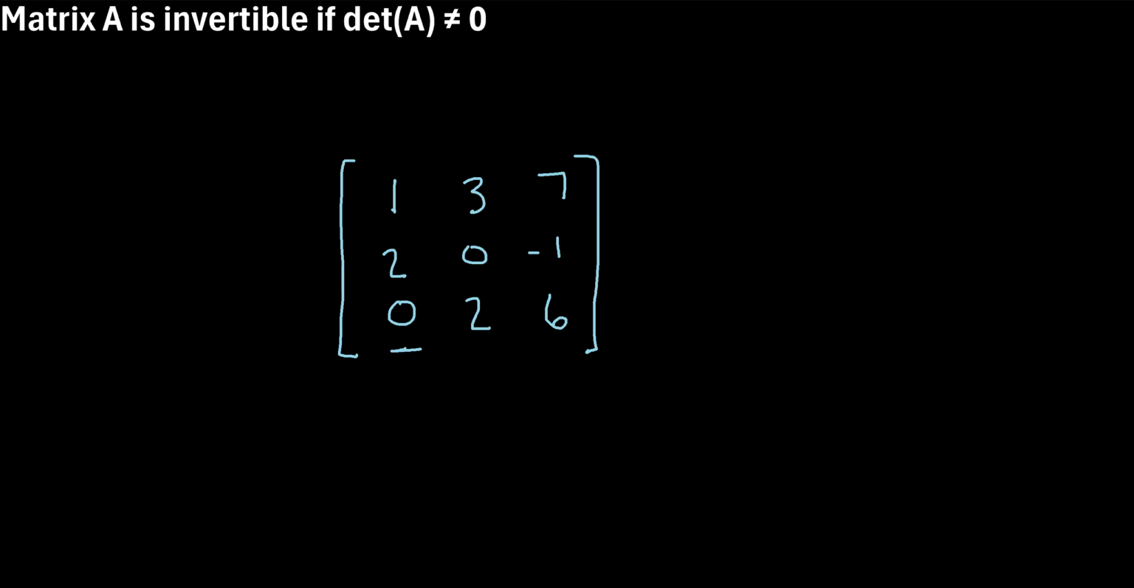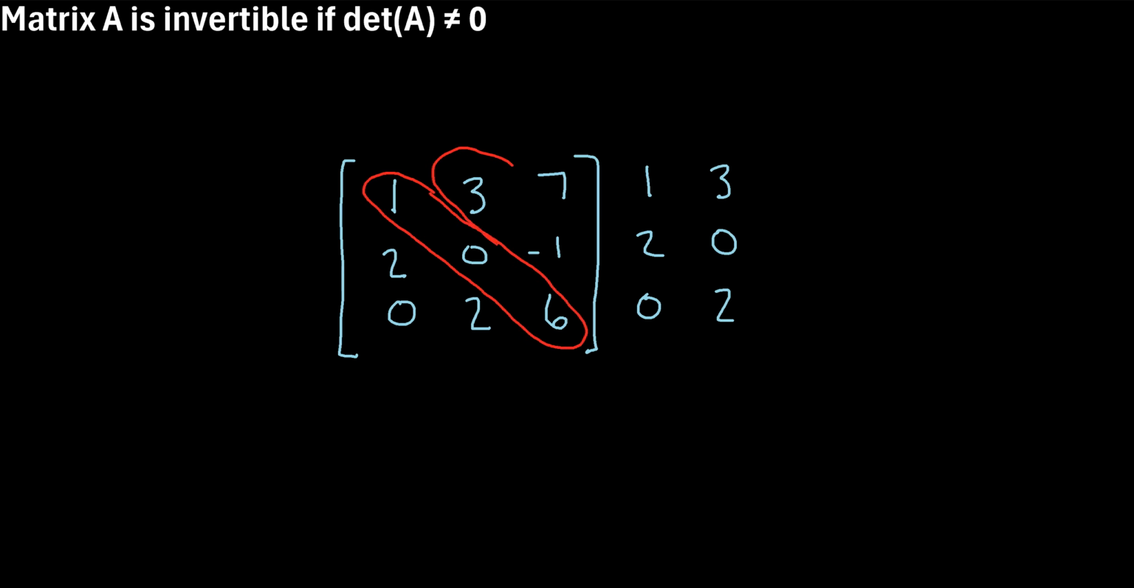3 matrix. We take the first 2 columns and we rewrite them on the outside of the matrix. So let's start by doing that. So 1, 2, 0, 3, 0, 2. Next, we are going to identify the diagonal values. So there will be 3 diagonals after we've rewritten those 2 columns on the outside.